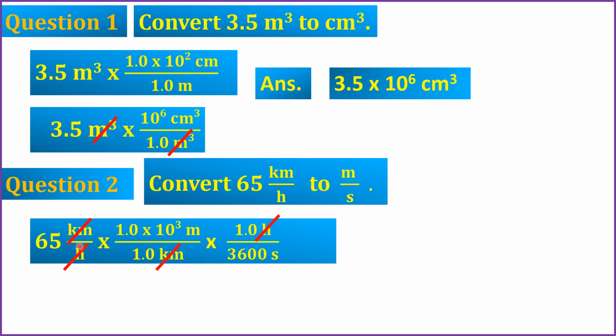So we just multiply the quantities in the numerator, that is 65 times 1000 times 1, all over 1 times 3600, and we will get as our answer 18 meters per second. Again, retaining the number of significant figures in our original quantity, where there are 2 significant digits, our answer also has 2 significant figures.